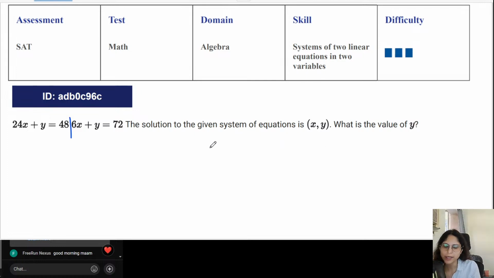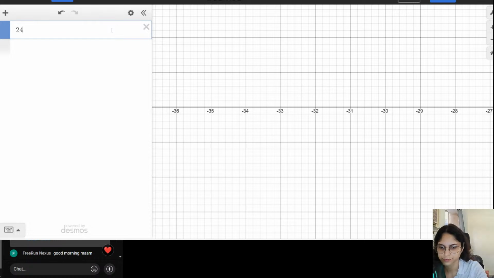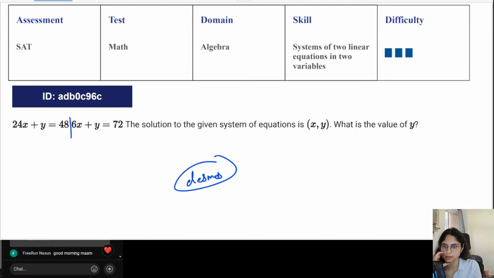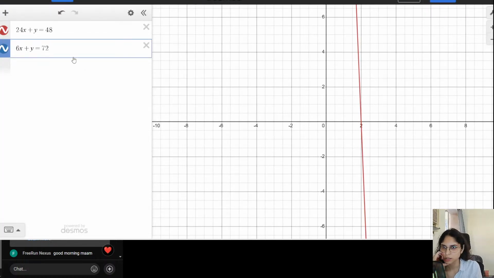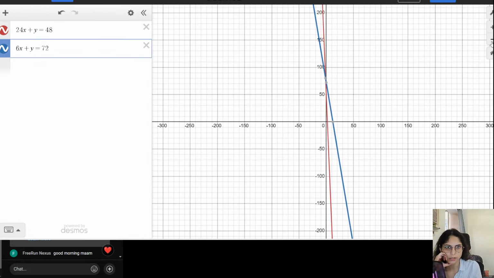You have to find the value of y. You cannot do it by adding or subtracting. Directly go to Desmos. 24x plus y equals 48. 6x plus y equals 72, I guess. Press home. Oh, it's not there. You're looking for value of y is 18.